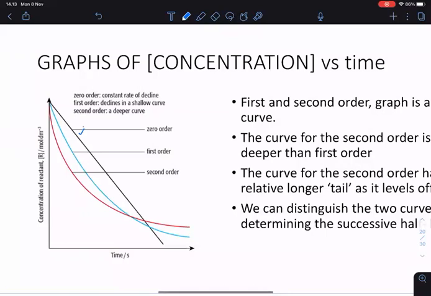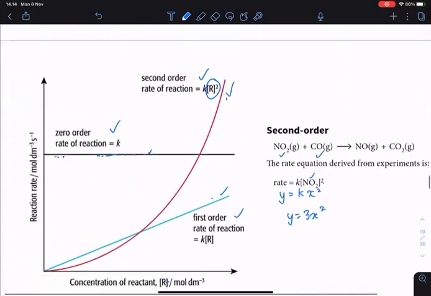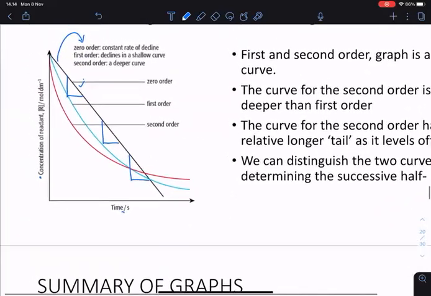Now, when you look at this graph, when you have a straight line, that belongs to zero order. Please remember that. Why? Because you see concentration against time. If I find out the gradient here is the same as the gradient here, the same as the gradient over here, the gradient is going to be constant. If the gradient is constant, in this case, it's going to be zero order.